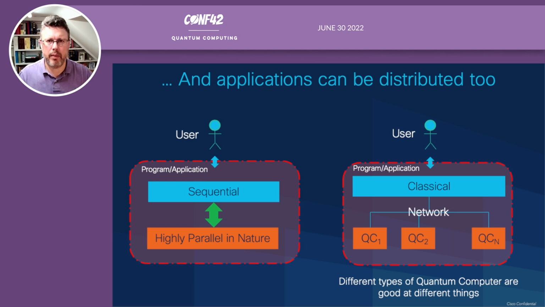Of course, over time that situation may change, but it's important for us to understand that as we present an application or a program to a network, we want to make sure that the application is broken down and distributed to the appropriate quantum computer. So that's another reason why we would like to have networking involved in this kind of evolution.